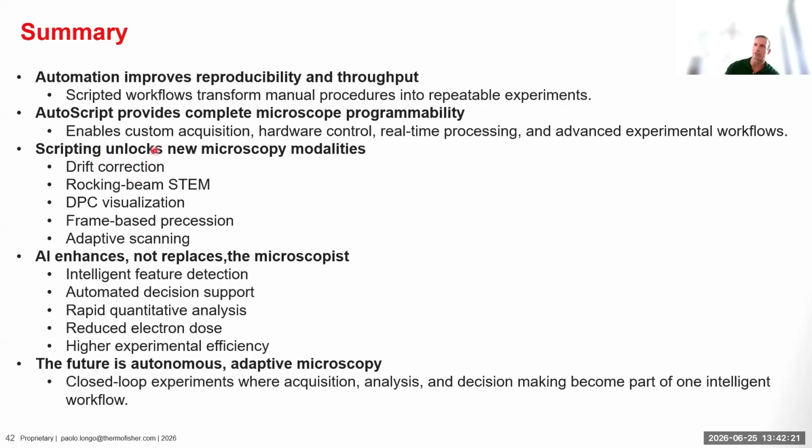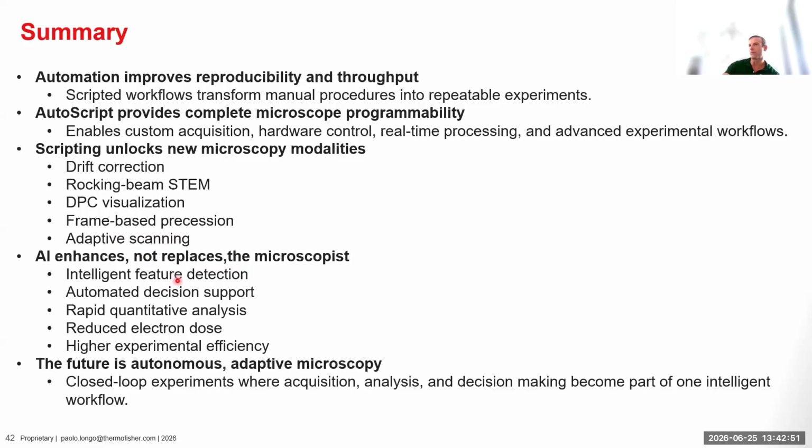I showed you the example of drift correction, rocking beam and STEM, DPC visualization. This is a beautiful example where you can actually separate the contribution of magnetic field or electric field in DPC images. I also showed an example of frame-based precision, and we also showed you the adaptive scanning. The AI will enhance, but not replace, the microscopists.